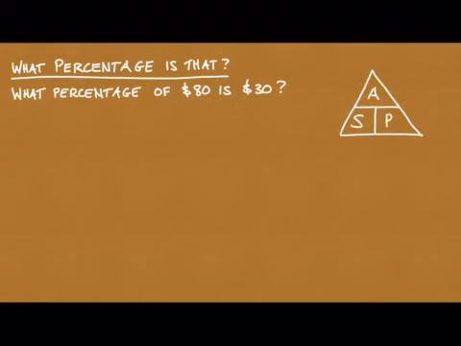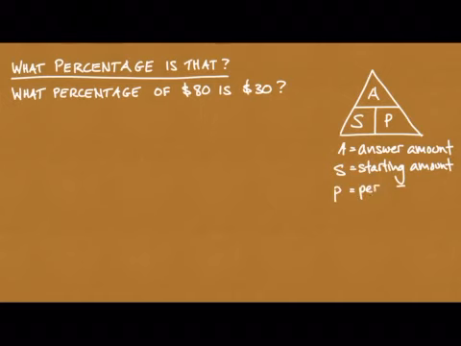Remember, we've got our little percentages triangle, our ASP triangle. The A stood for our answer amount, what we ended up with. Our S was our starting amount, what did we start with? And the P is the percentage, but it has to be written as a decimal. So remember, if you've got it as a percentage, divide it by 100 to get it to a decimal.